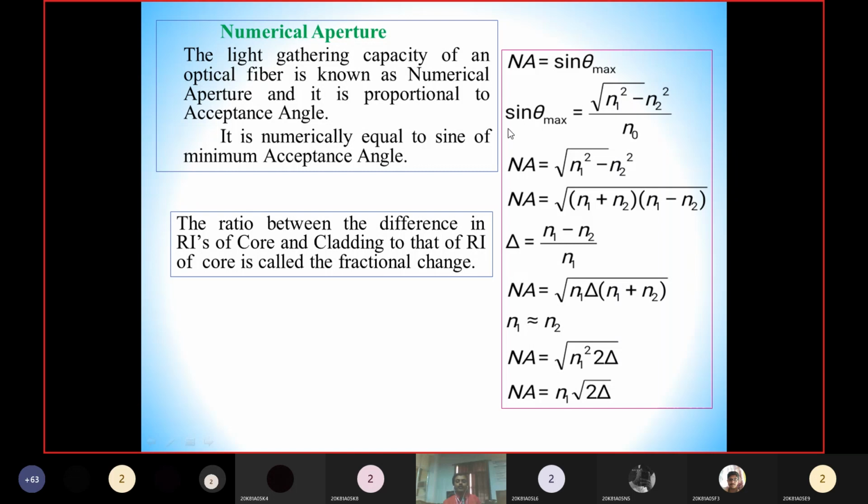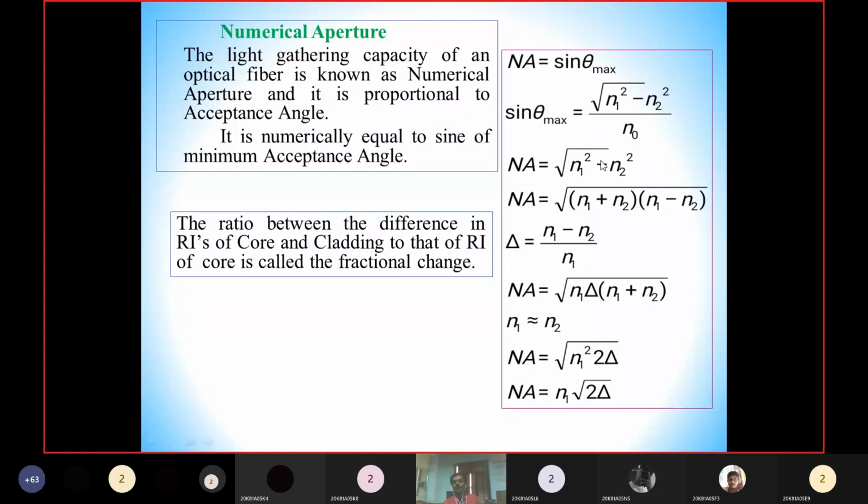The formula for numerical aperture equals sine of theta maximum, where theta maximum is the acceptance angle. We already proved that sine of theta max equals under root of n1 square minus n2 square, divided by n0. For air, n0 equals 1. Therefore, numerical aperture becomes under root of n1 square minus n2 square.